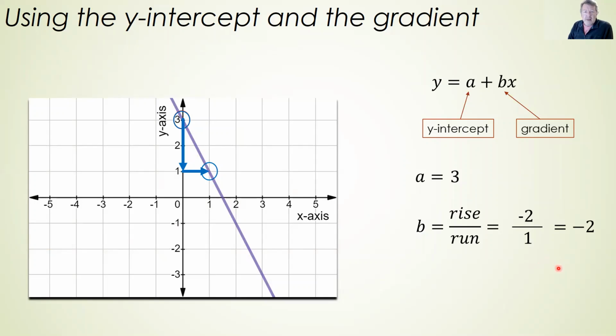Time to substitute them back in our equation. There it is, y equals a plus bx. So we'll put the 3 in place of the a, and the -2 in place of the b, which will swap that around to 3 minus 2x. All right. Straightforward. Remember that? Cool. All right.